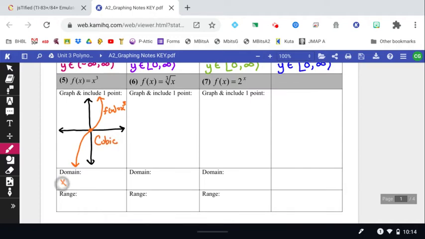Now our cubic function has no restrictions. So my domain goes from negative infinity to infinity. And my range also negative infinity to infinity.